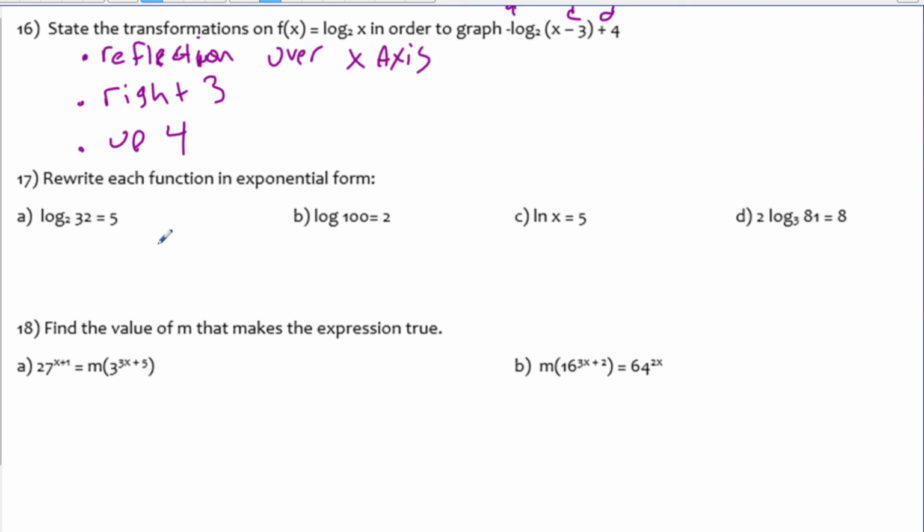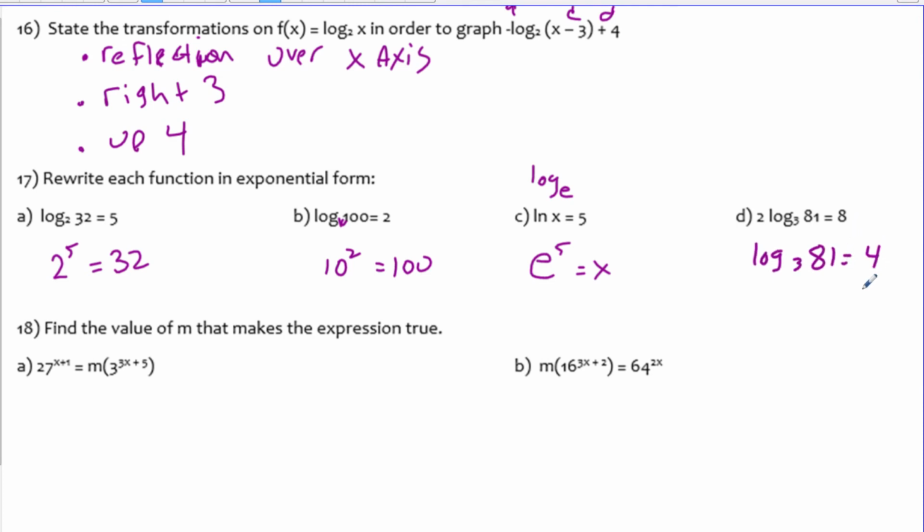Problem number 17 says rewrite each function in its exponential form. So this one is just going to say 2 to the 5th power is 32. Remember, base, exponent, output. This one doesn't have a base, and so I'm going to put a base. And so remember, logs without a base are log base 10, and so this one's going to say 10 squared equals 100. Okay, ln is, remember, really log base e, and so this is really going to say e to the 5th equals x. And then this last one, before we rewrite it, we need to isolate the log, and so I'm going to divide both sides by 2, turn it into log base 3 of 81 equals 4, okay?